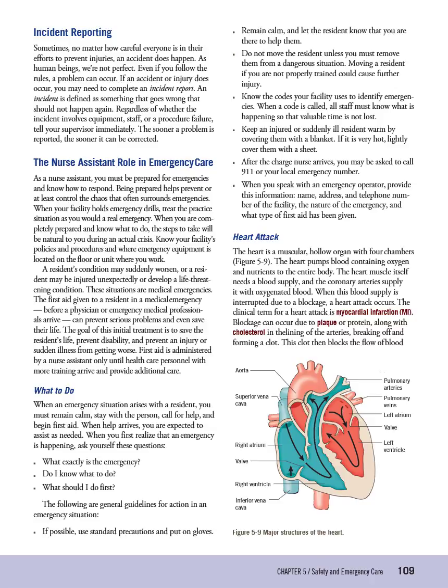Heart attack. The heart is a muscular, hollow organ with 4 chambers. The heart pumps blood containing oxygen and nutrients to the entire body. The heart muscle itself needs a blood supply, and the coronary arteries supply it with oxygenated blood. When this blood supply is interrupted due to a blockage, a heart attack occurs. The clinical term for a heart attack is myocardial infarction, MI. Blockage can occur due to plaque or protein, along with cholesterol in the lining of the arteries breaking off and forming a clot.